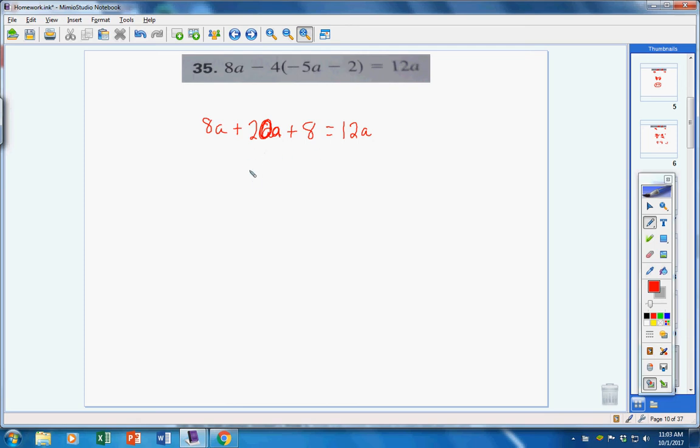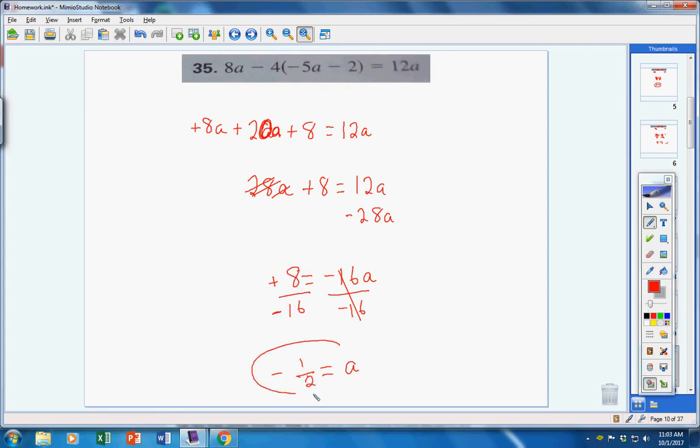Hopefully I've not made any more mistakes. Positive 8, positive 20. They're both a terms, so 28a. Positive 8 equals 12a. Next, bring your 28a over, make it negative, and we're left with 8 equals negative 16a. Divide both sides by negative 16. These cancel, leaving you with a. A positive over a negative is negative, and 8 over 16 is 1/2. And that is the correct answer. Alright, negative 1/2. Alright, moving on to number 37.